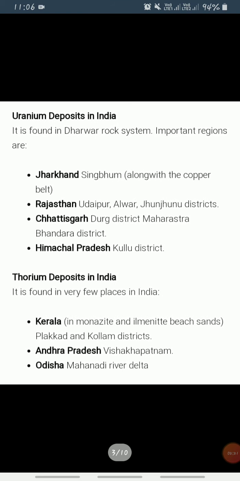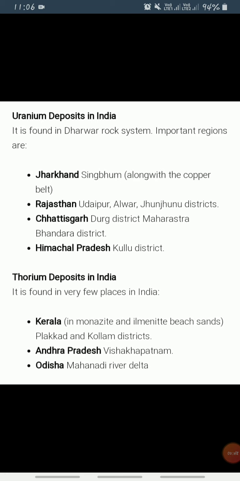And if we talk about thorium, thorium is mainly obtained from monazite and ilmenite in the beach sands along the coast of Kerala and Tamil Nadu, and the world's richest monazite deposits occur in Palakkad and Kollam districts of Kerala, near Vishakhapatnam in Andhra Pradesh and the Mahanadi river delta in Odisha.